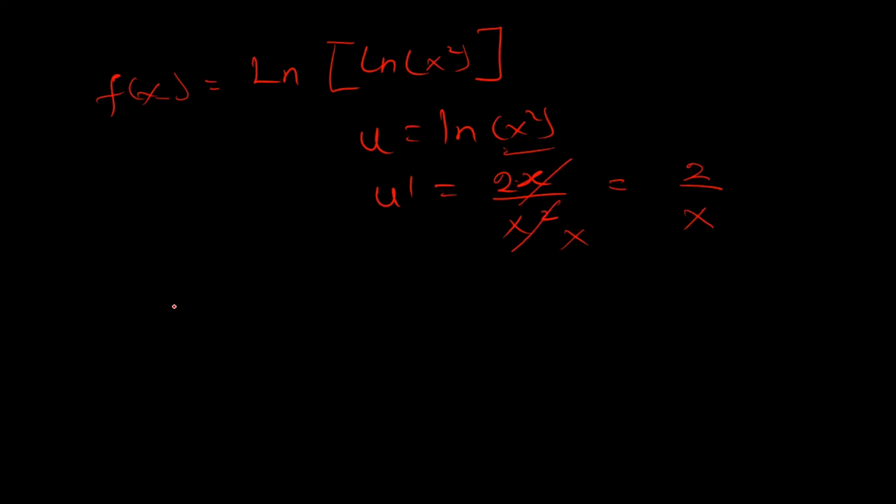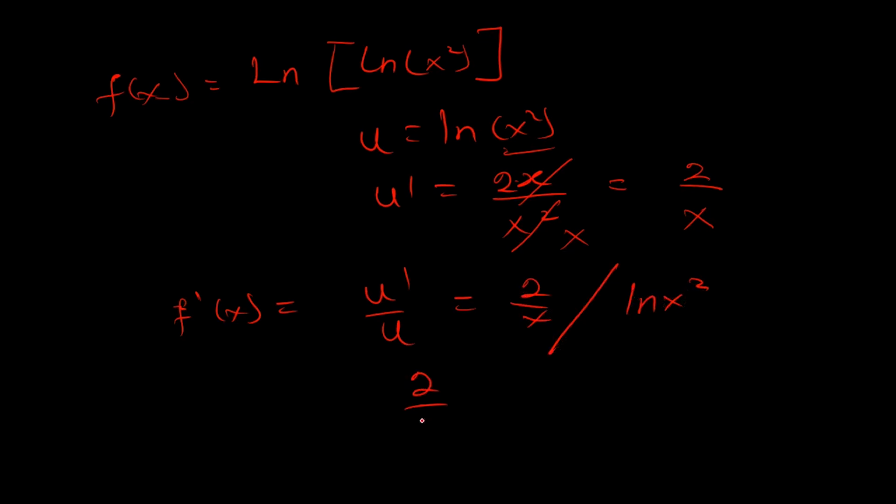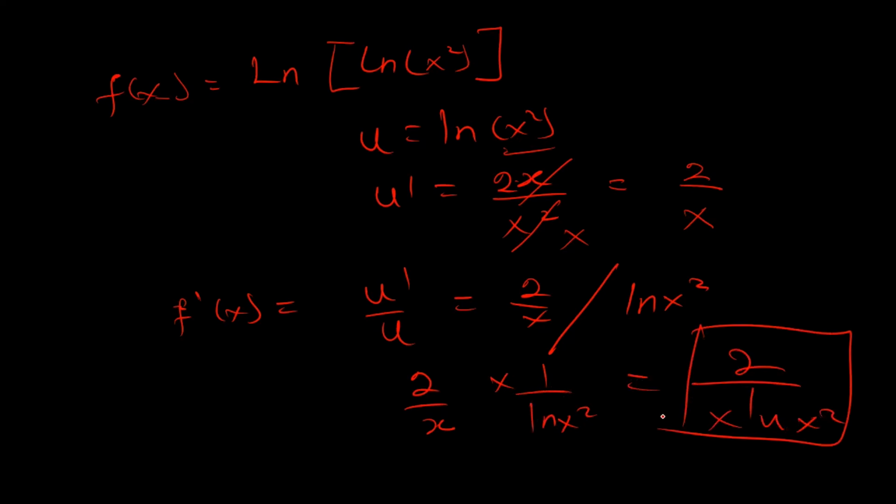So our f prime of x is going to be u prime over u. What is our u prime? Our u prime is 2 over x, all over, what is our u? Our u is our ln x squared. So that is that. You can further simplify to get 2 over x times 1 over ln x squared, to get 2 over x ln x squared as our final answer. Okay, so the next one is the derivative of the Euler's number or the e function, like this. This is the Euler's number or the e function.